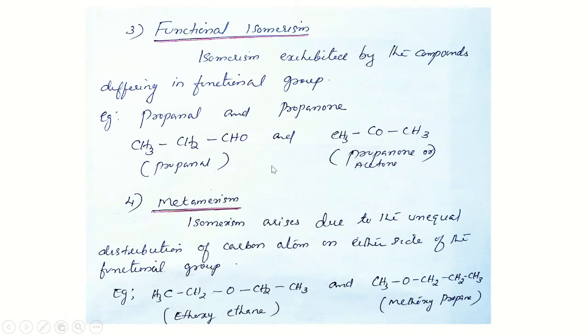Next is functional isomerism. Functional isomerism means the isomerism arises due to the difference in the functional group, right? In the compounds, they'll have the same molecular formula, but the structural arrangement will be different. See, propanal. Here a CHO aldehyde group is present. That's why you got the name propanal. And see, the CHO group is in the first position, right? 1, 2, 3. So in propane, the first position is CHO.